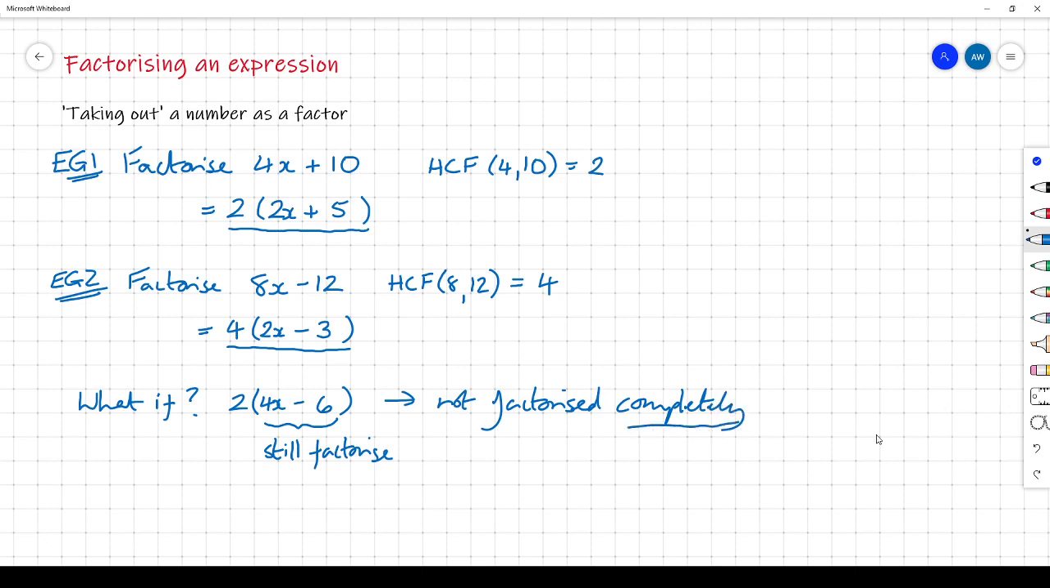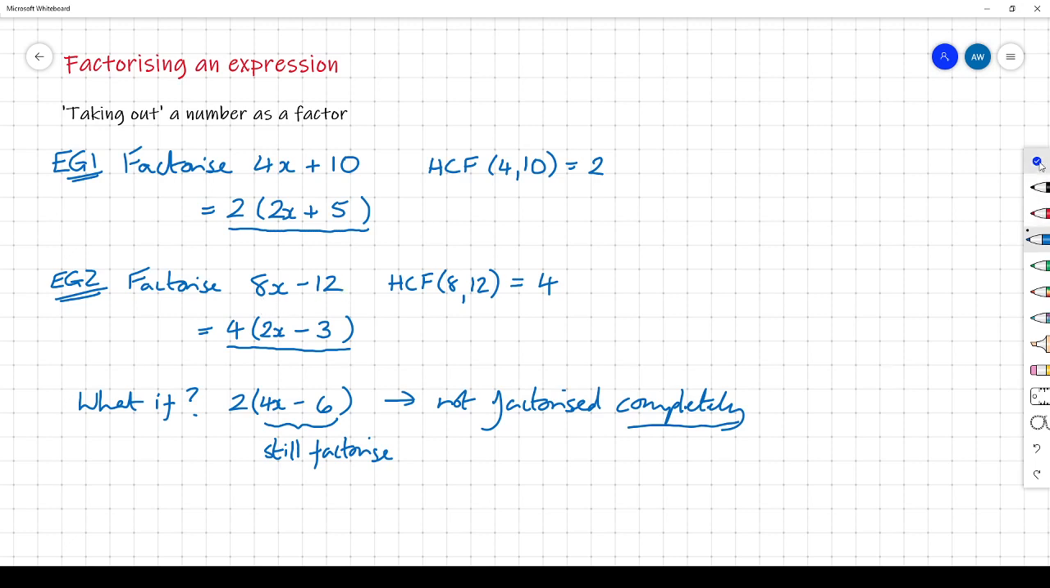Now if you did that in an exam and this was 2 marks, you'd get 1 out of 2 because you factorised it. You haven't done something that's totally wrong. You have factorised it, but because you didn't take out the highest factor, you didn't take out 4, you took out 2, then you lose a mark for that. And we say it's not factorised completely. So when you are factorising an expression, you aim to take out the highest factor of the two numbers.